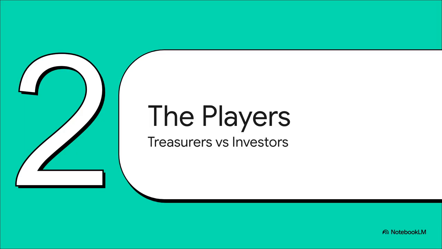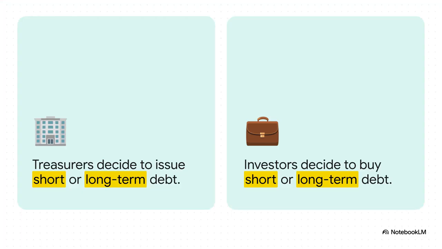Moving to Section 2, the players, corporate treasurers versus investors. The real-world application of this concept is basically a constant, high-stakes tug-of-war between two main groups. On one side, you have corporate treasurers. They're managing a company's cash and trying to decide whether to issue short-term or long-term debt to fund their operations. Their goal? Always seeking the absolute lowest borrowing cost possible. Now, on the other side of the rope, you have the investors. They are weighing whether to buy that short-term or long-term debt to maximize their risk-adjusted returns.